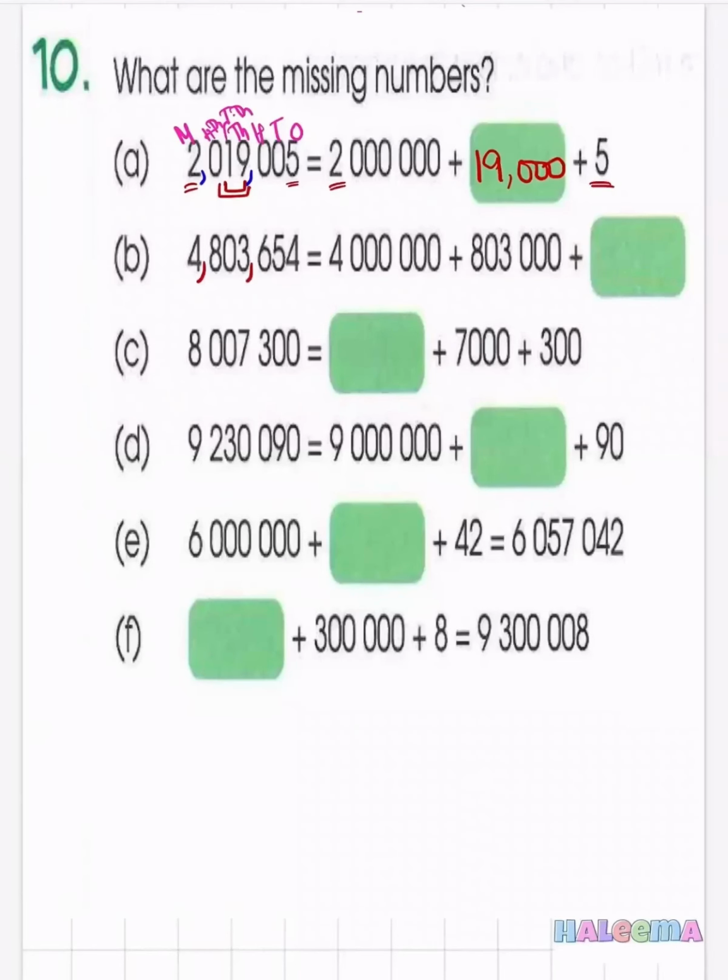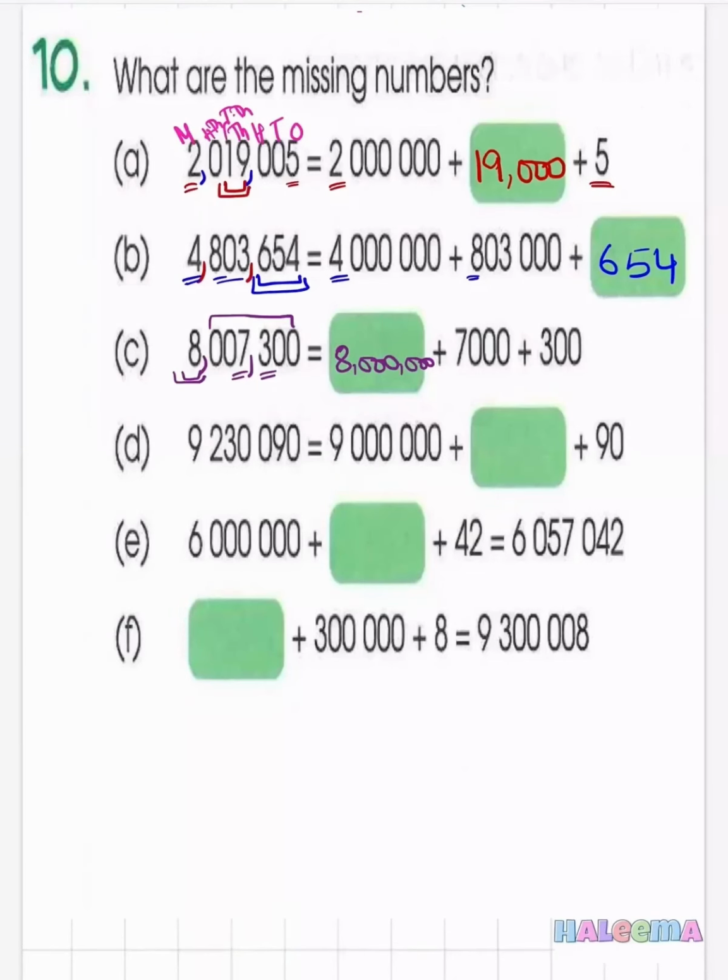Next one, let's divide the number. 4,803,654. Now see, 4 million is already done for us. 803,000 they've done for us. What we're left with is 654. That's it. Let's divide the number again. 8,007,300. They've done 300 for us. They've written 7,000 for us. What we're left with is 8 million. You know million has 6 zeros, so we're just going to write it here. Also because there are 6 digits after 8, we're just going to write 6 zeros if you find it easy that way, okay? But if you remember it, it's going to be the best way, of course.